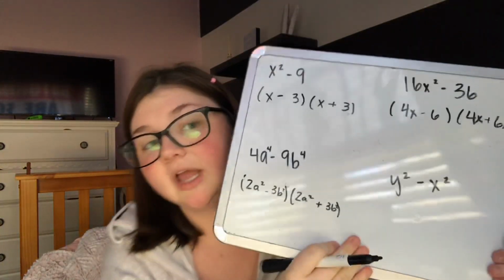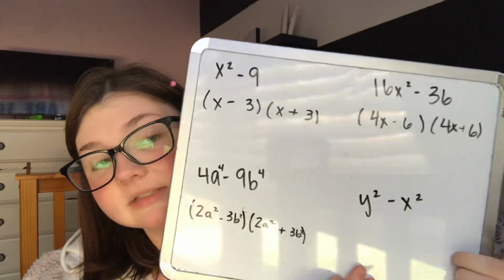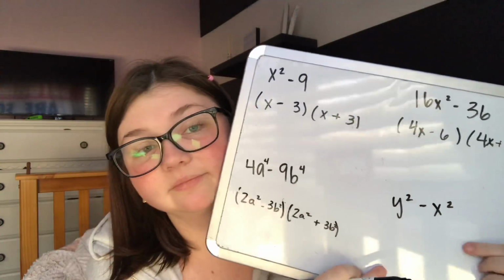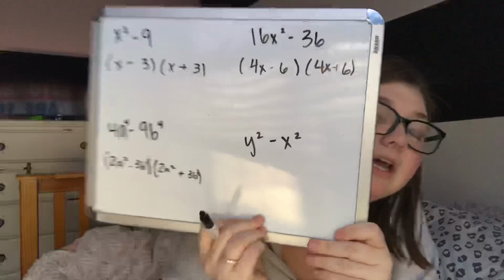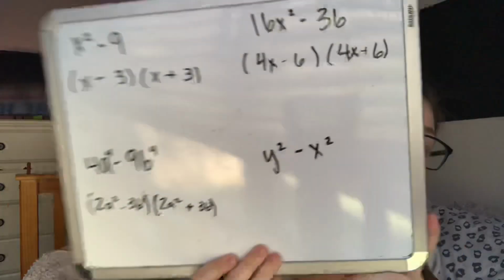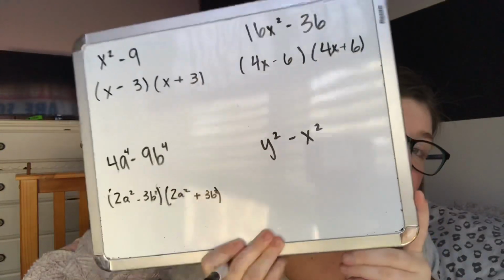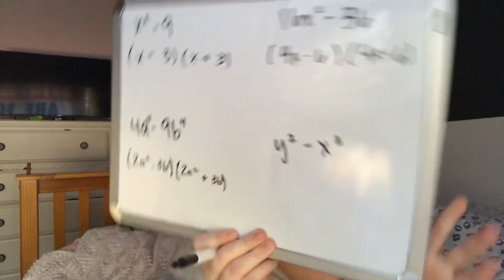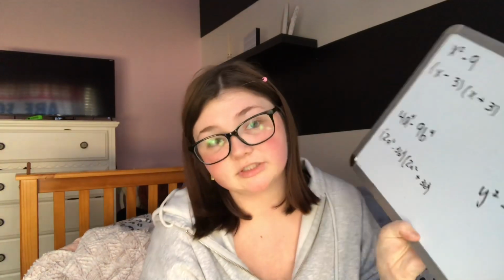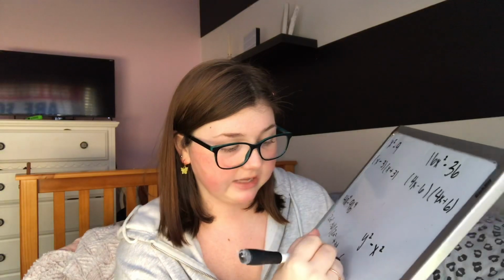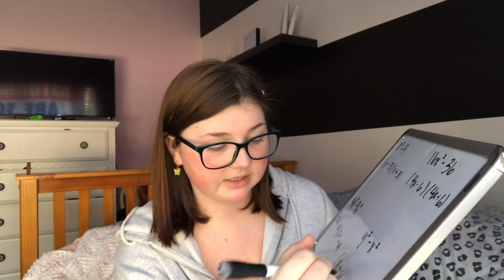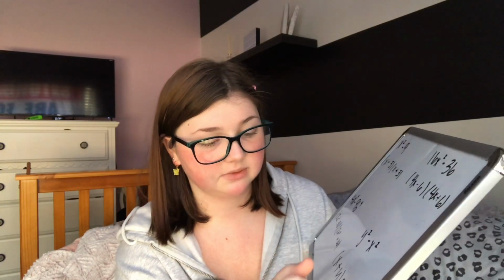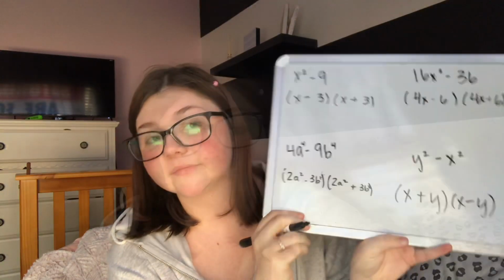Alrighty, and I'm going to give you this one to do by yourself, and then we will go over it. But it is y squared minus x squared. So if you just want to pause and look at it for a couple minutes, you can. Alright, so how to do this one, it's super easy. It looks confusing though because there's 2 different variables, but it is going to be x plus y and x minus y. And there you have it.